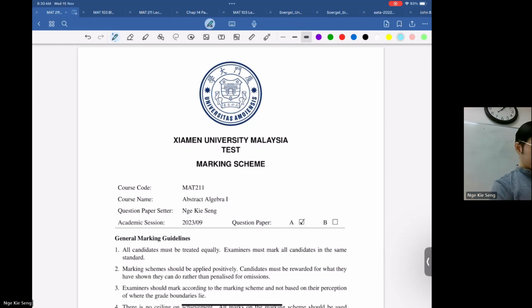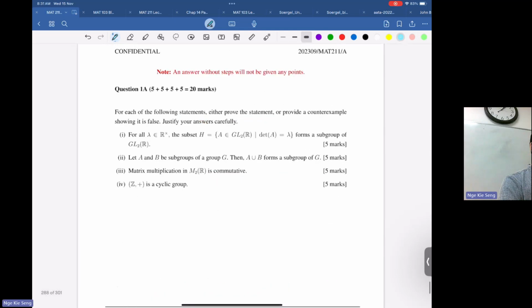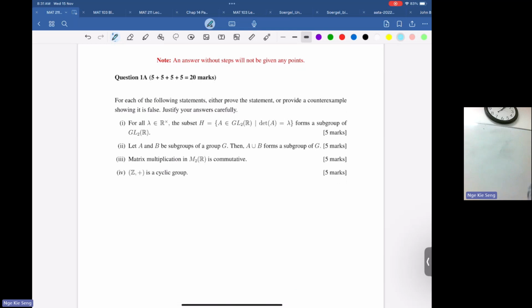Maybe we'll discuss the questions first, then later we will talk more about statistics, the test statistics. First question: usually I will put true and false. So here is a true and false concept question. For all lambda in the multiplicative real numbers, meaning there's no zero inside because zero is not invertible, the subset H equal to the invertible matrices A with determinant A equal to lambda forms a subgroup of the invertible matrices of size 2 by 2.